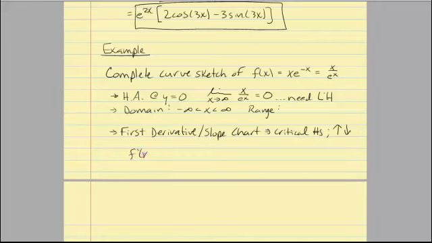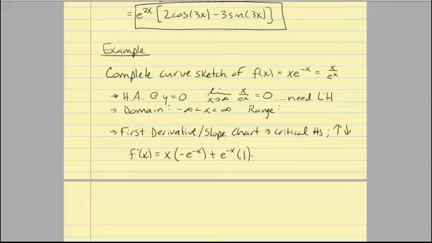So let's go ahead and look at our first derivative. I'm going to use the product rule. So I have the first times the derivative of the second. The derivative of e to the negative x is negative e to the negative x, plus the second times the derivative of x, which is 1.